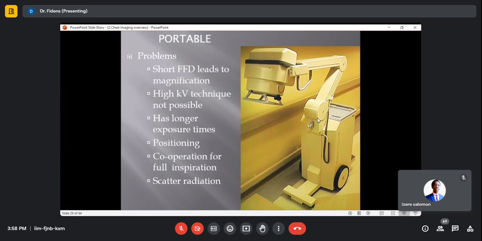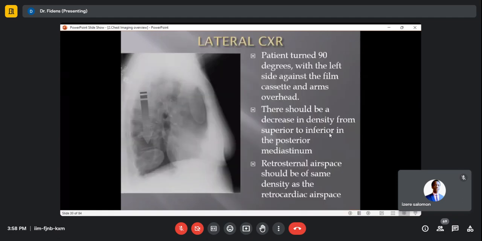So those are the disadvantages of this portable machine, but sometimes we don't have other options and we use them. But when you see a film produced by these machines, you can know immediately that it is from the portable machine, because the quality of the film is not the same as what you have just seen. Okay? Question. Yes.